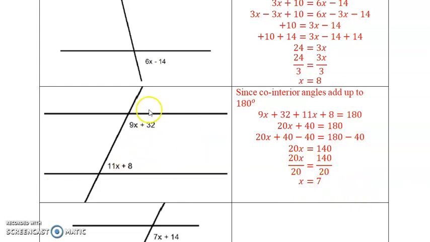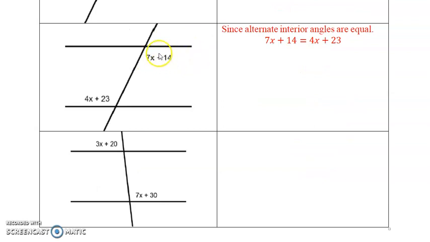And we can verify that these two have to add up to 180. So I get 7 times 9 is 63. 63 plus 32 is 95. And I can put 7 in here for x. 7 times 11 is 77 plus 8 is 85. 85 plus 95 is indeed 180. And there's our check. So in the next scenario, we have alternate interior angles are equal.